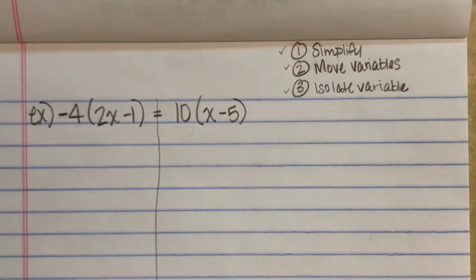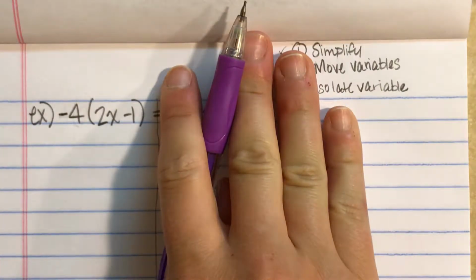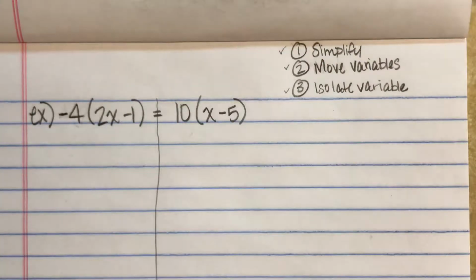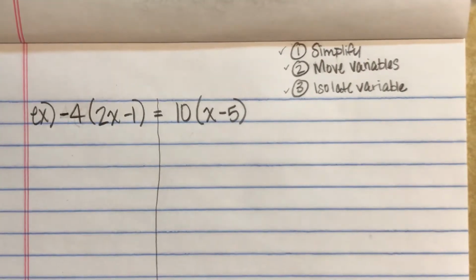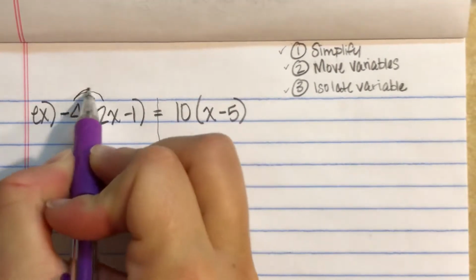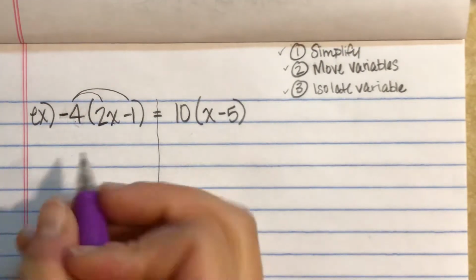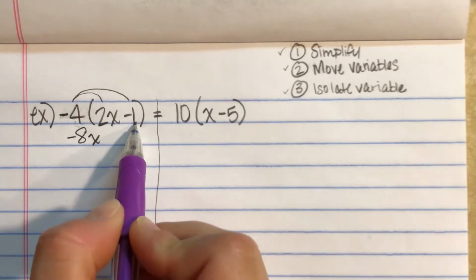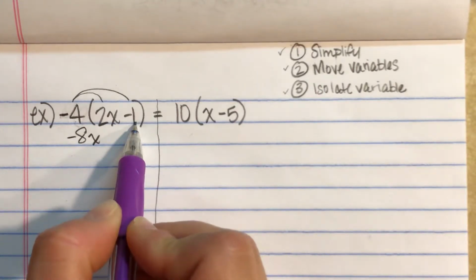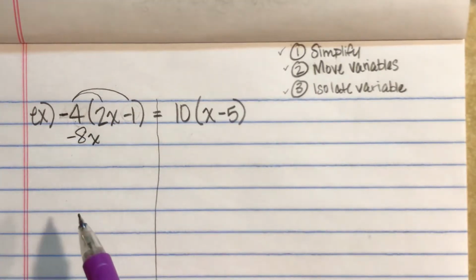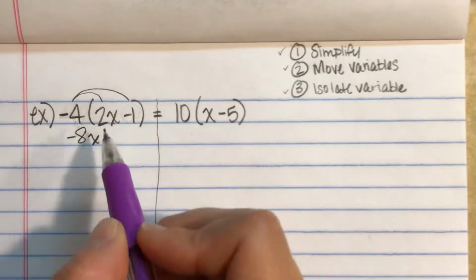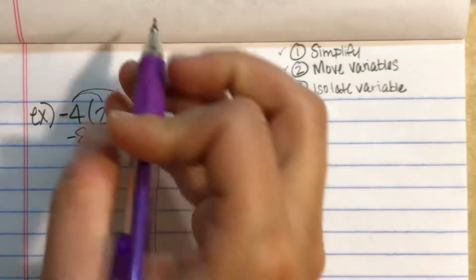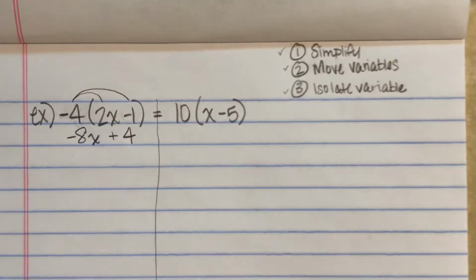Okay, so here's what's going on. When I look at this problem, I have a side that can be simplified using the distributive property, okay? So the first thing I'm gonna do here is distribute a -4. -4 times 2x is -8x. -4 times -1, some of you are still making that mistake. That is a -1. It's not minus and a 1. Y'all gotta stop thinking that way. I mean, it is, but it's also a -1. So -4 times -1 is +4.